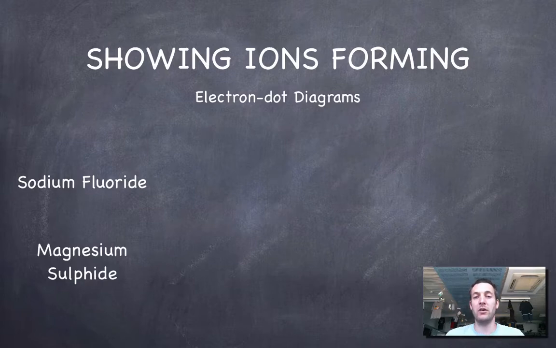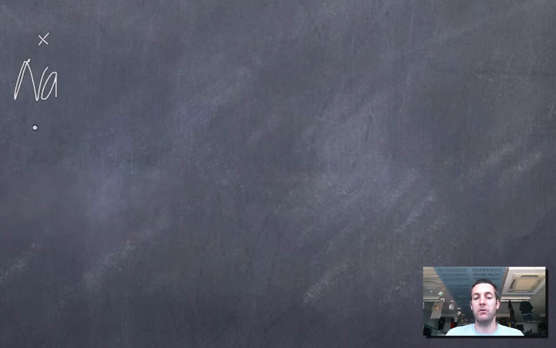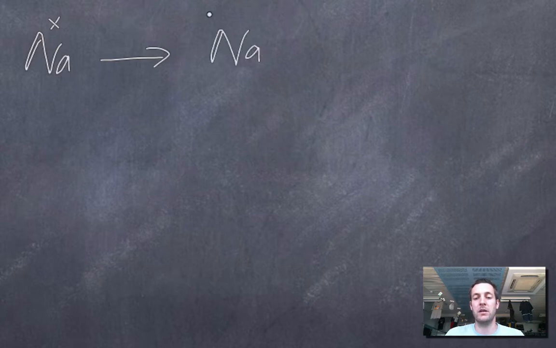Now if we're showing ions forming, what we want to do is show the atom with just its outer shell electrons either gaining or losing electrons to form a compound. So here we've got sodium combining with fluorine. Sodium atoms, which have one electron in their outer shell, are going to lose electrons and form sodium ions. Now, ions will always have square brackets around them.